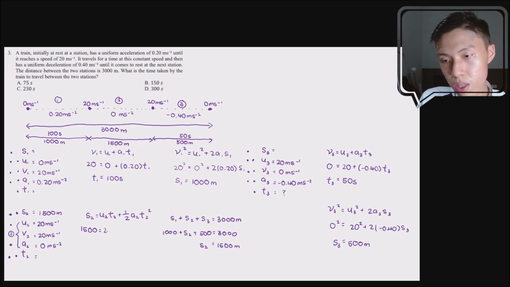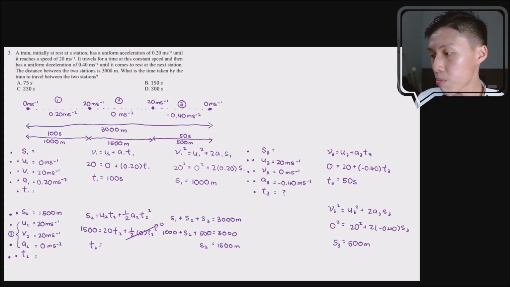Okay, so the distance is 1500. U is 20, the amount of time is T2, plus half, we know the acceleration is 0, so the T square is none of our concern, and the constant at the back will be 0. Therefore, if you perform a calculation, the second portion of the journey will take how much time? It will take 75 seconds.